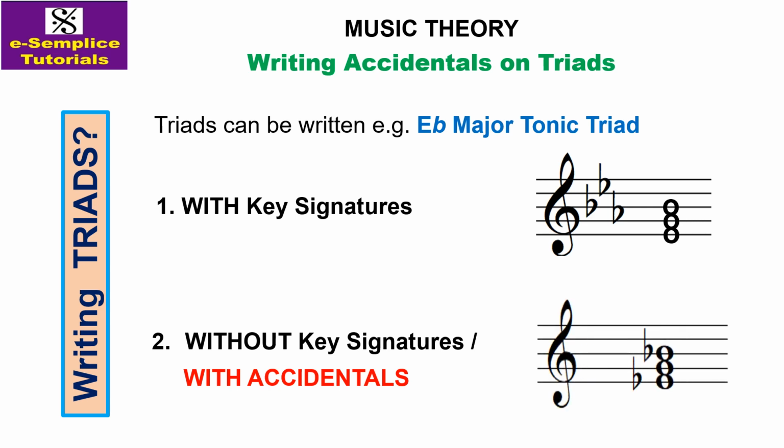Let's look at an example of E flat major tonic triad. Now you can see there is a difference. This video will focus on writing triads with accidentals.